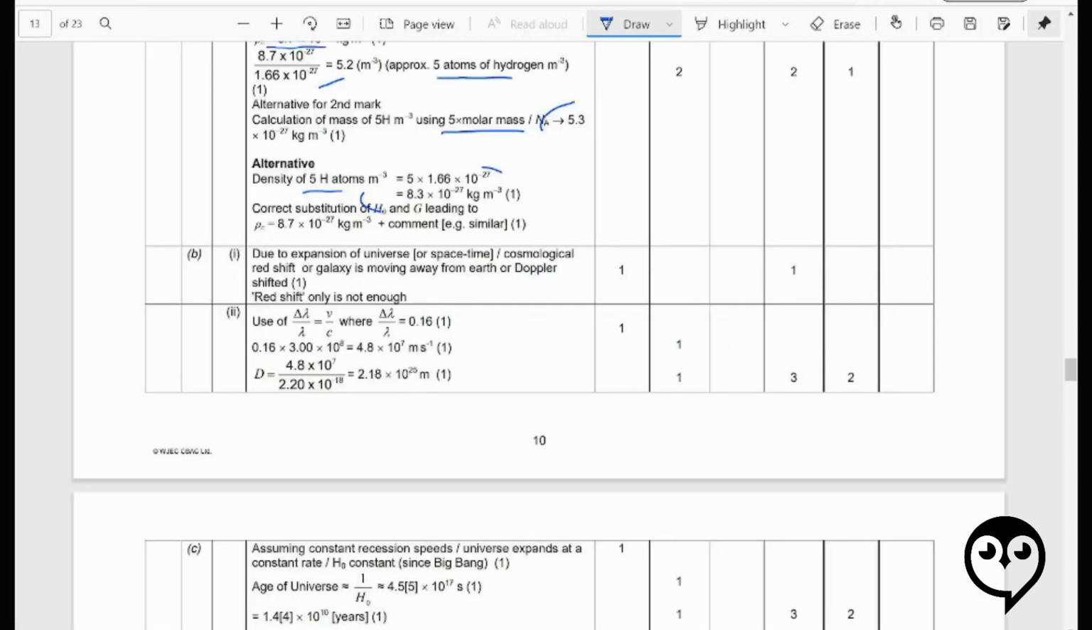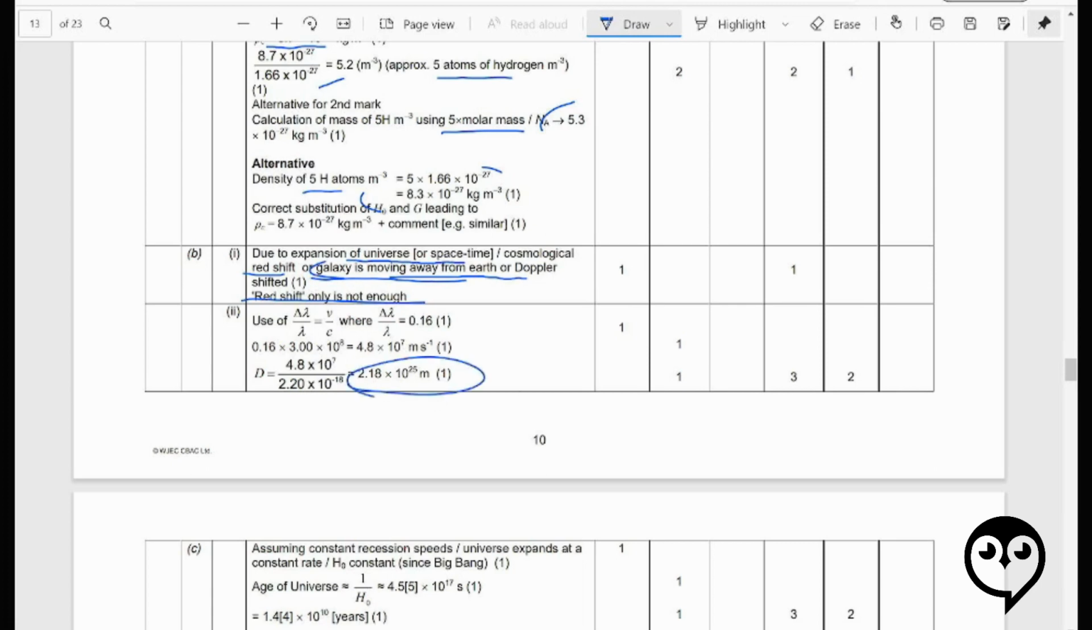Part B was asking about why there's a change in the wavelength. It's due to the expansion of the universe and the redshift, okay, or galaxies moving away. Now, you can't just say, oh, it's because of redshift. I said it was due to redshift because of the expanding universe, okay? Or you could say, hey, the galaxy is moving away. That's probably a better way, but either way, okay?